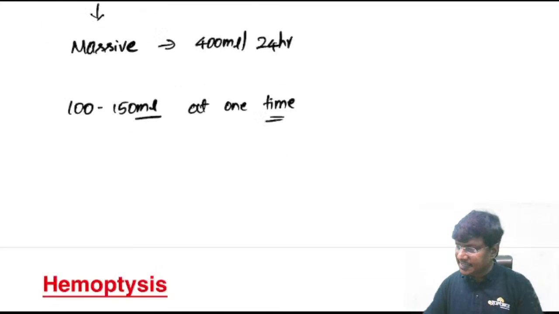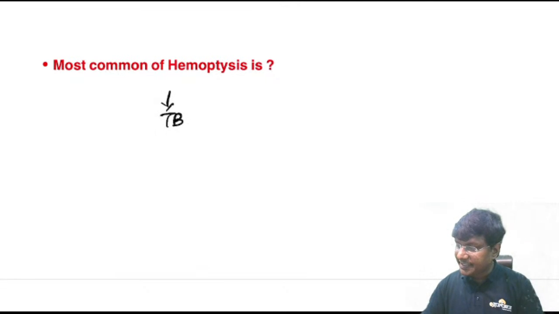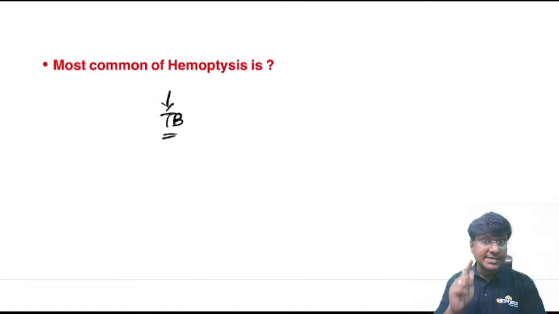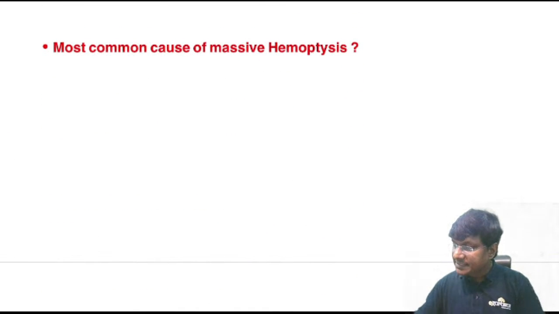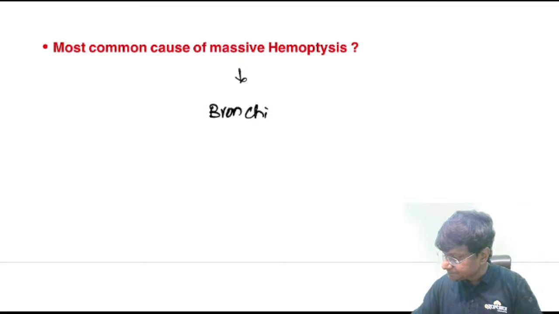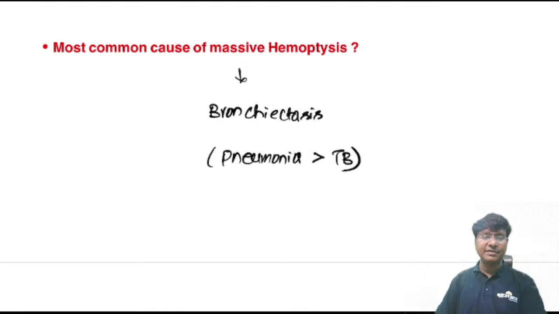If the question is asked, what is the most common cause of hemoptysis? That is tuberculosis. But if the question is asked, what is the most common cause of massive hemoptysis, then it will be bronchiectasis. And what is the most common cause of bronchiectasis? Recurrent infection like pneumonia, followed by tuberculosis.